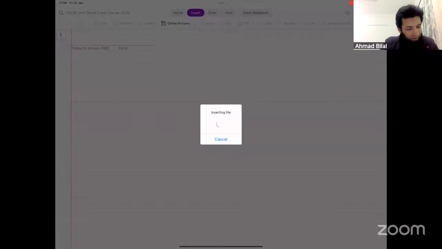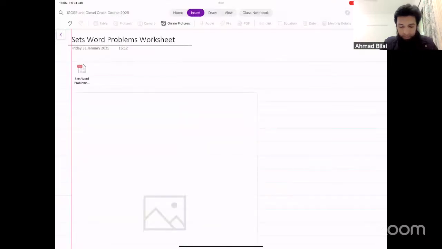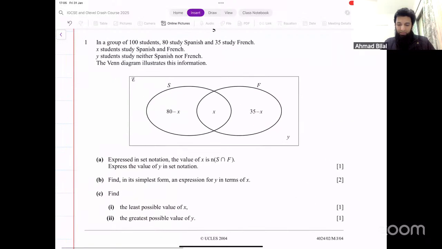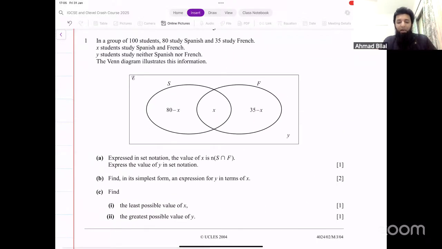Okay, let's have a look at a couple of questions on sets now, involving word problems. So this looks like a good one. In a group of 100 students, 80 study Spanish and 35 study French. X students study Spanish and French. Y students study neither Spanish nor French. This Venn diagram illustrates this information.